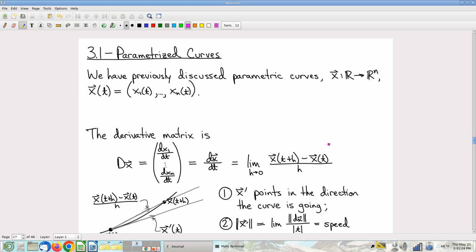The reason for this will become clear later. Basically, I need to be able to make an interpretation of the derivative of a parametric curve when we start doing the chain rule. The chain rule is going to be our next thing back in chapter 2. So let's just go ahead and do it.